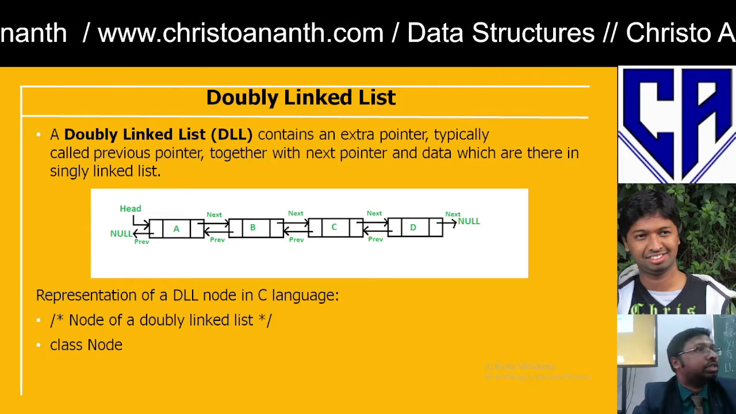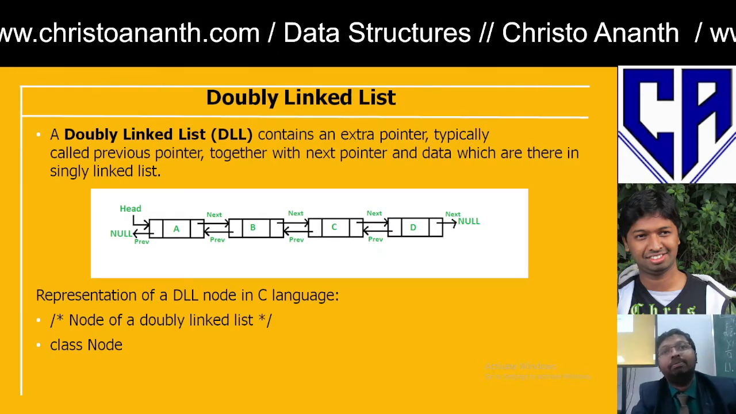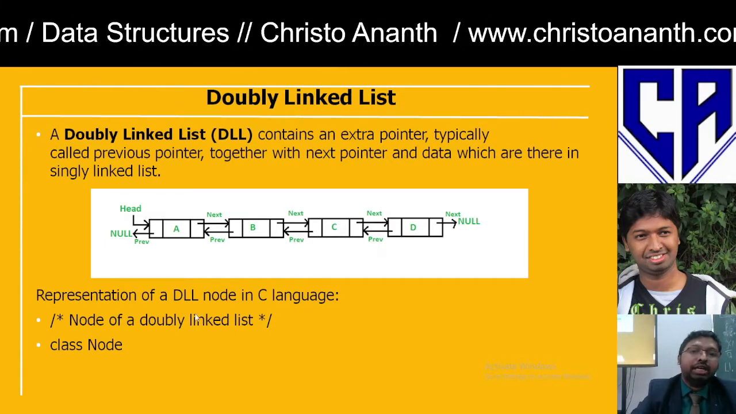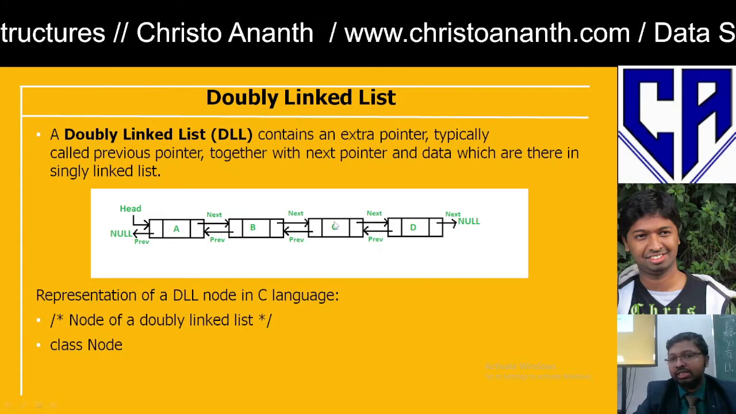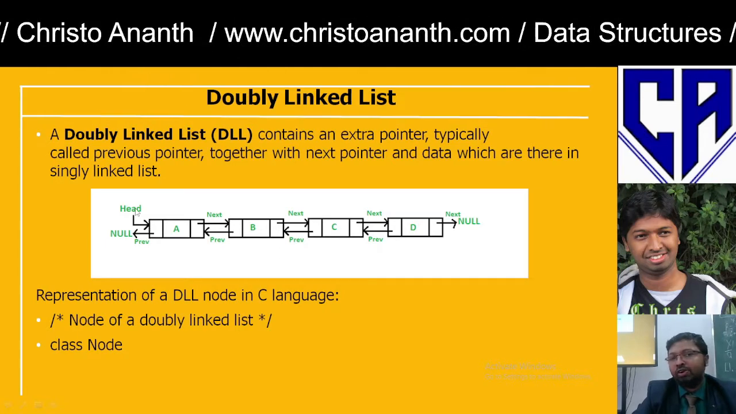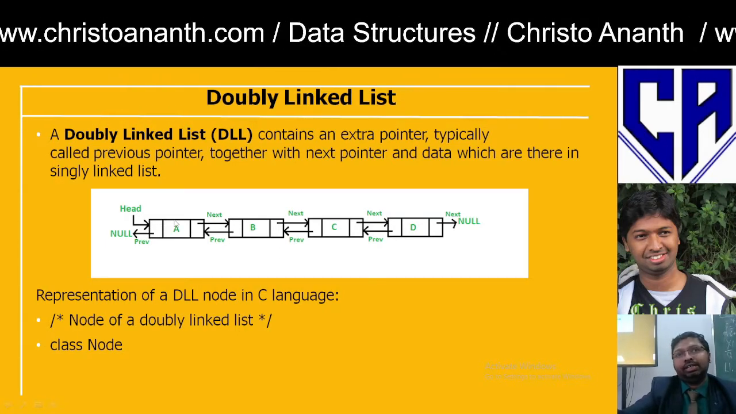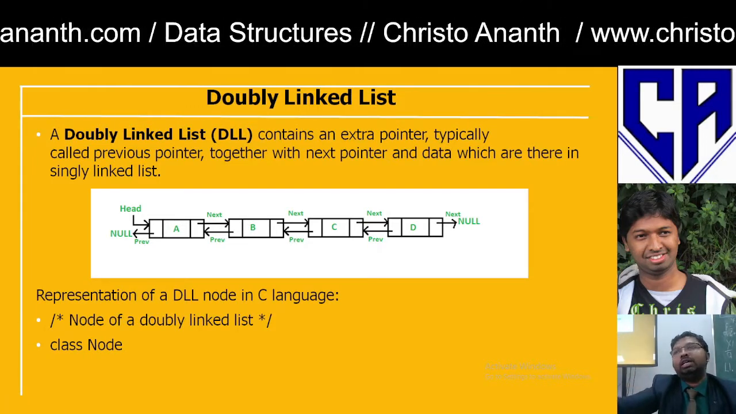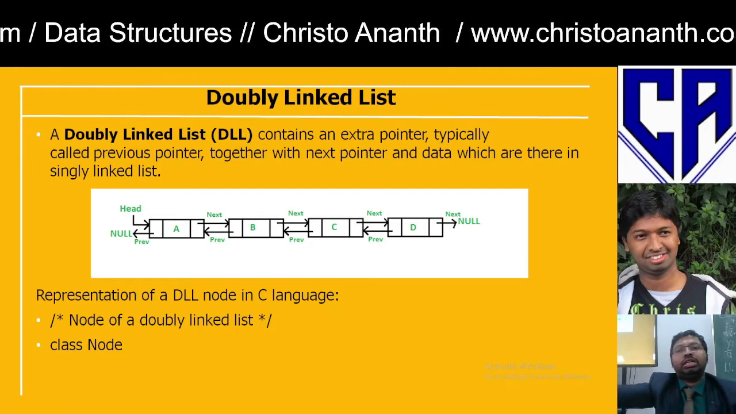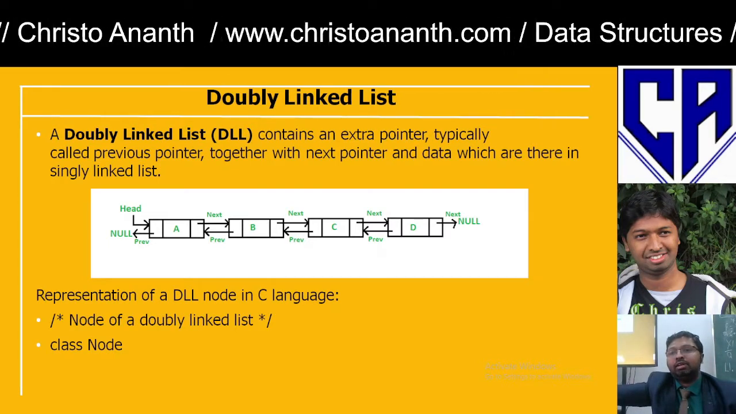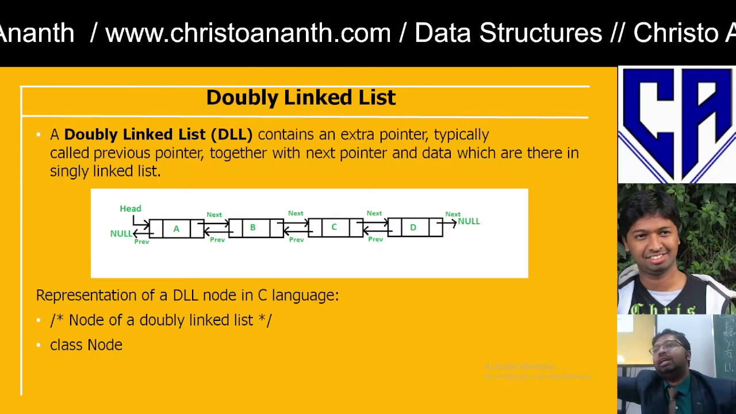There's a difference between a singly linked list as well as doubly linked list. Okay, I'll give you the difference. As you see in the diagram, we have A, B, C and D. First of all, the head points to A. Now A is the head. Okay, it is pointing to B, B points to C, C points to D. Okay, and then this D is pointing to null.